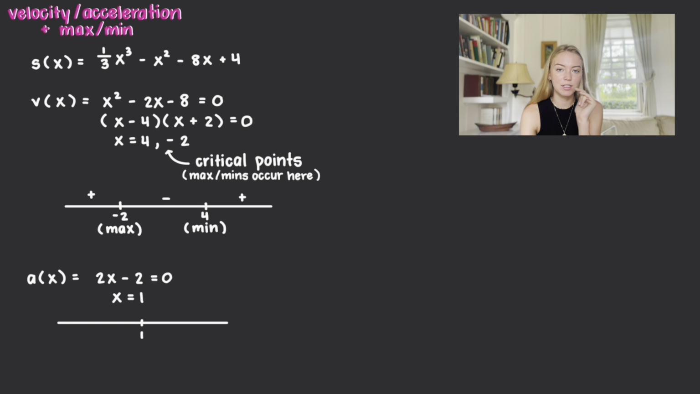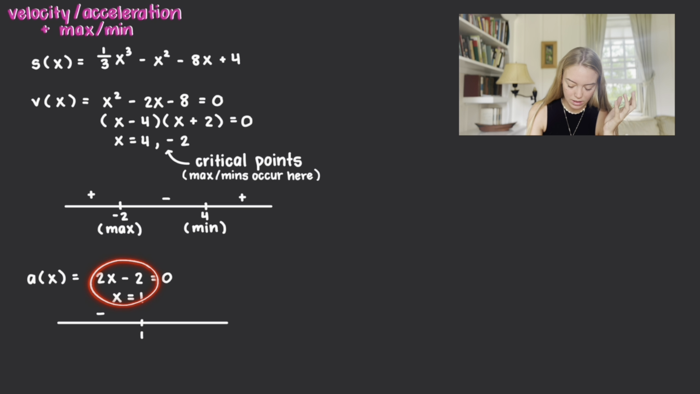We're going to plug in numbers to the left and to the right of 1 to see if they're positive or if they're negative. So if we plug like 0 into here, that's going to give us -2, negative number. Okay, to the right of 1, let's say we pick 2. If we plug that into here, that's going to give us a positive number.